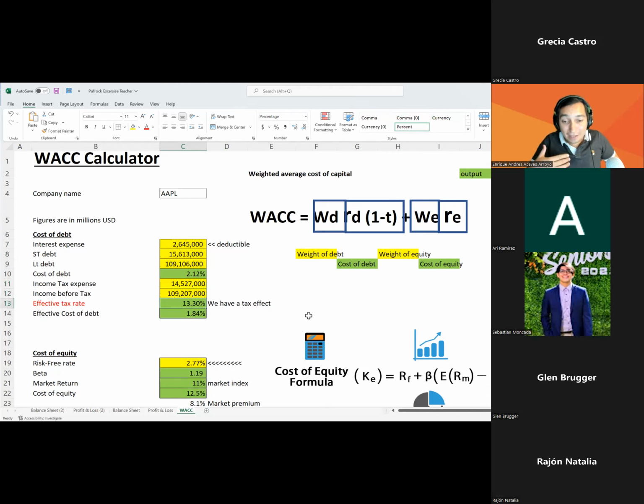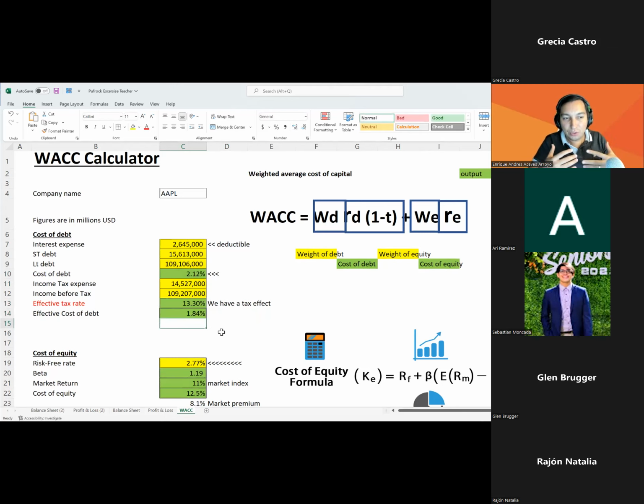So guys, we have that Apple has an effective tax rate of 13%. So we have to deduct that 13% from the actual cost of the debt, the average cost of the debt, because as you pay less taxes, your effective interest rate is your average interest rate minus the tax effect, okay? How do you deduct the tax effect from it? Like this, very easy.